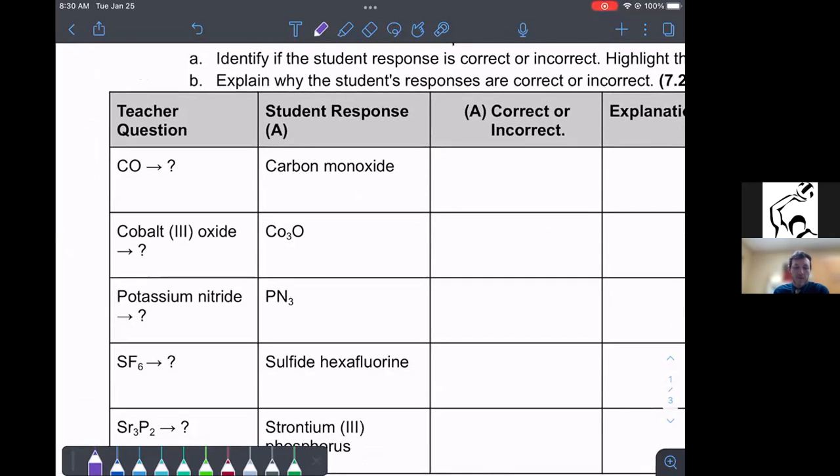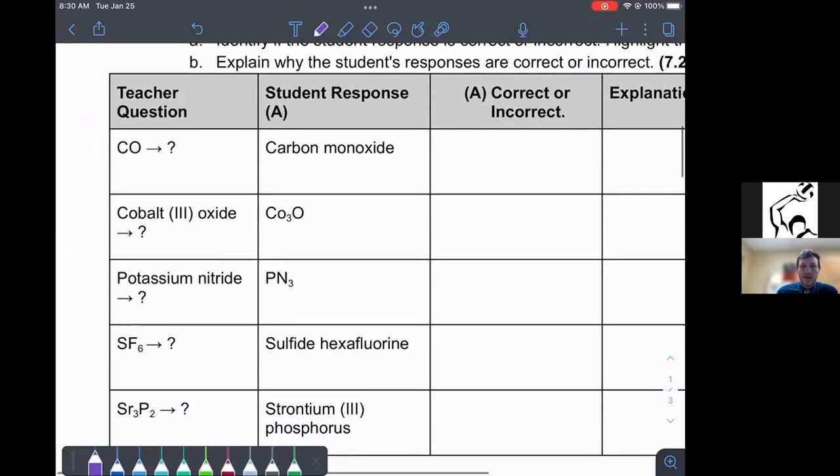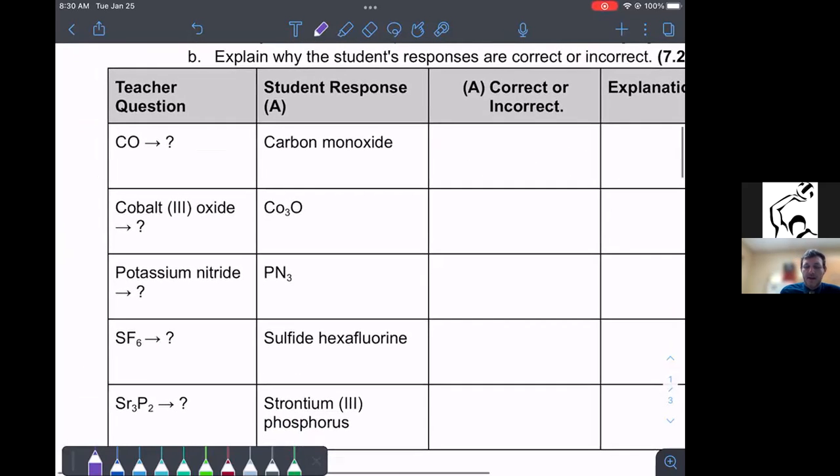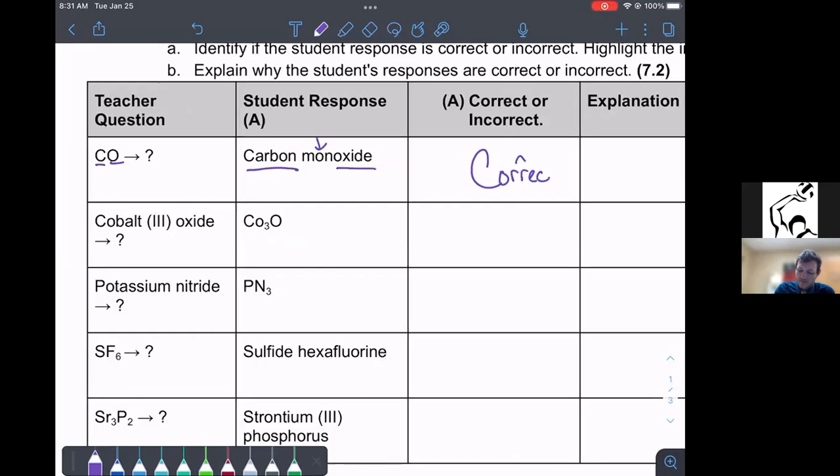If we look at that first one, we have CO, and we want to know if that student was correct or incorrect. If we look, C is carbon, which is great. We know that's correct. And because there's only one and it's the first element, it doesn't need a prefix. The second one is O, which is oxygen, which turns into oxide, which is perfect. And because there's only one, it does get the prefix mono. So this one is correct.